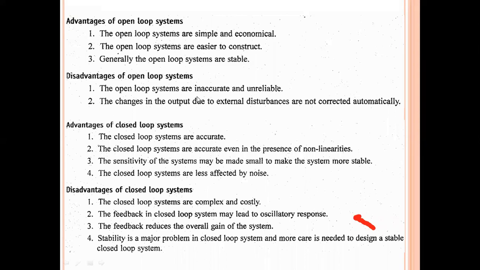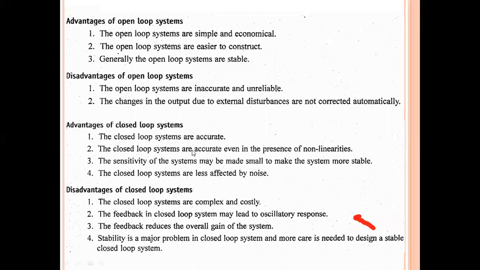And the second one, the changes in the output that happen due to the external disturbances are not corrected automatically because there is no feedback element to correct the output response, right? So that is also one of the disadvantages. And coming to the advantages of closed loop systems, the closed loop systems are accurate because we have control over the external disturbances. So the output can be very accurate and reliable.